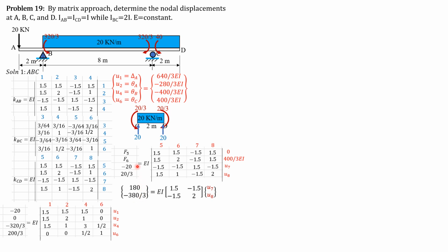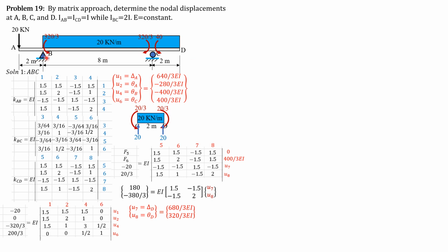So the forces would change to 180 and negative 380 over 3. Again, 180 is negative 20 minus negative 1.5 times 400 over 3, and negative 380 over 3 is 20 over 3, minus 1.5 times 0, then minus 400 over 3, equals EI. Then copy this 2 by 2 matrix times U7, U8. From here, U7, U8 can now be solved as the product of the inverse of this matrix and this force matrix. So U7, U8, which correspond to delta D and theta D, are equal to 680 over 3EI and theta D 320 over 3EI. So that's it for the first solution.